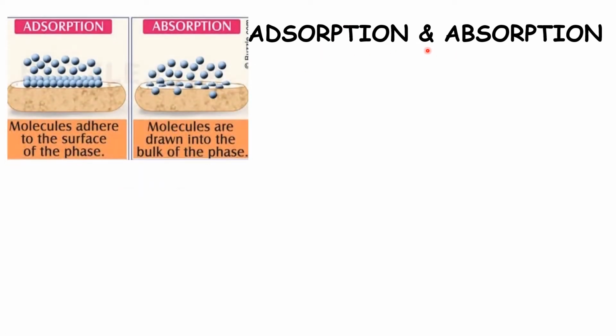Let us see what is adsorption and absorption. Adsorption is when molecules adhere to the surface of the phase. They form a thin layer on the surface of any material. Absorption is when molecules are drawn into the bulk of the phase. That is, the molecules get absorbed by the material. It's as simple as dipping a cloth inside a bucket.